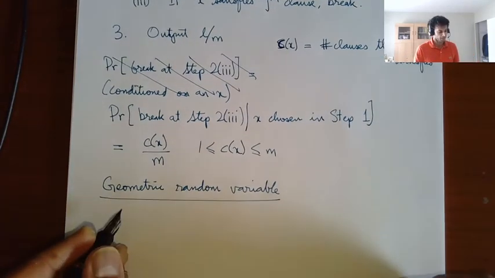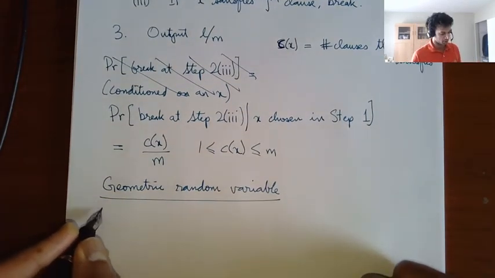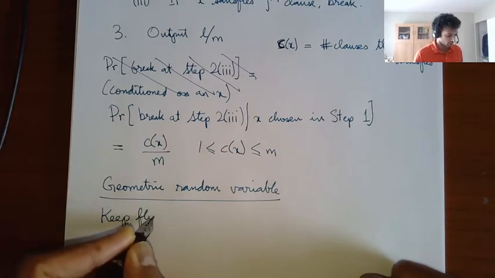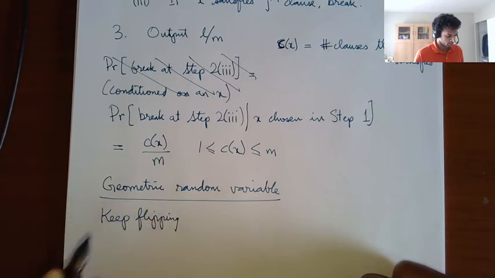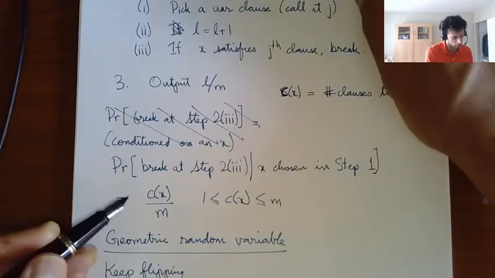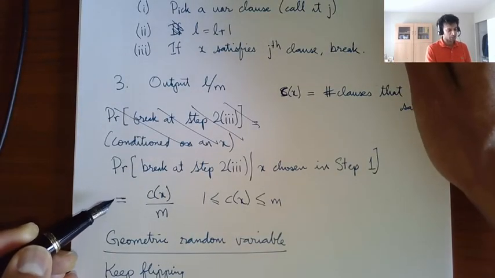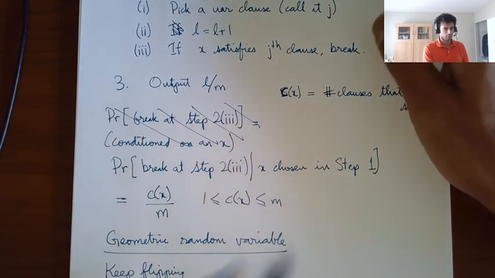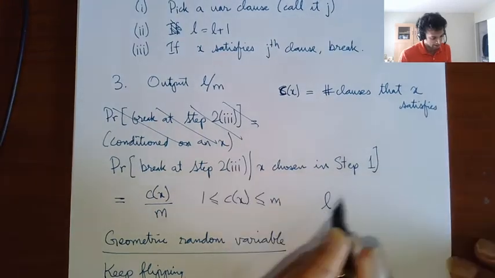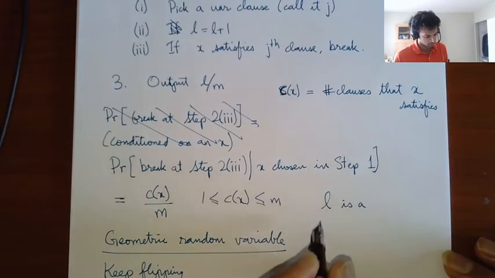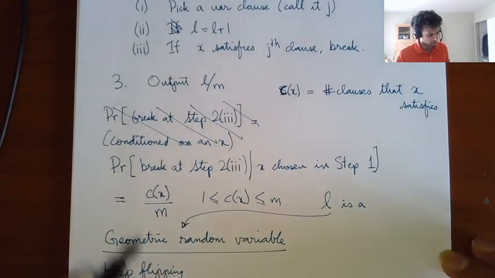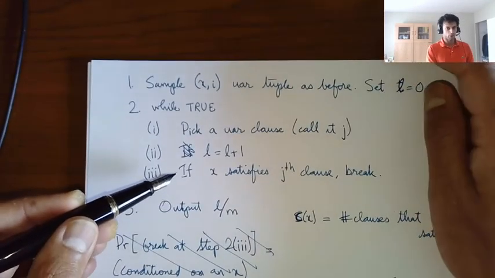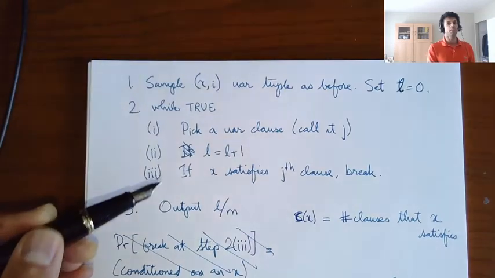So what is a geometric random variable? I'm sorry, no, my apologies, this is a Bernoulli. This is a Bernoulli. L is a geometric random variable, right? So this is the probability of a break. And what you do is you track how many steps it took to get to a break.